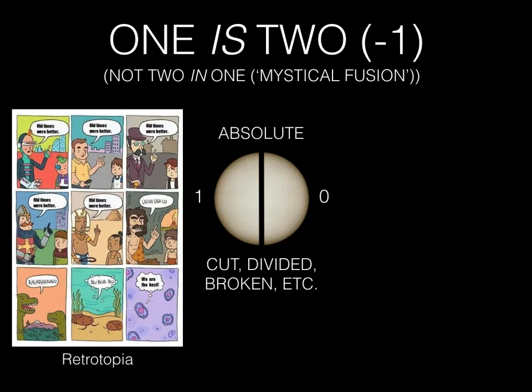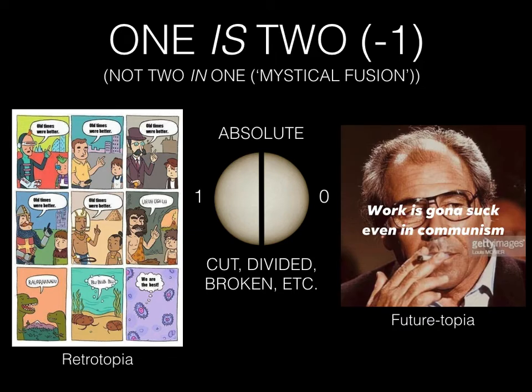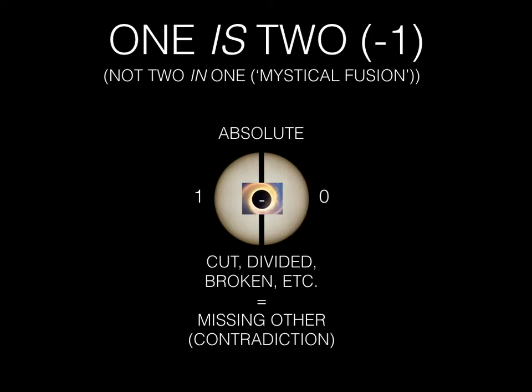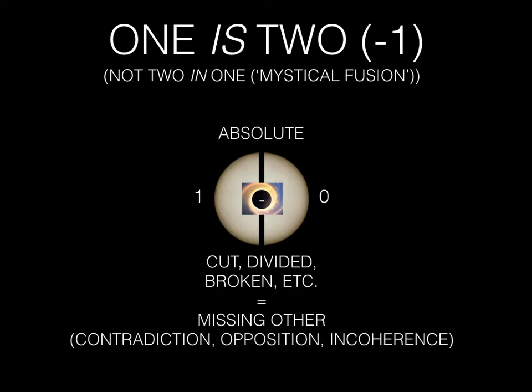The past is a retrotopia, and the future is a type of progressive futuretopia. Both desires, whether past or present, the desire to close the two, is a projection to obfuscate tension instead of working tension in contradiction, opposition, and incoherence, and so forth, where one of the two is always an empty one, in this case, the missing other.